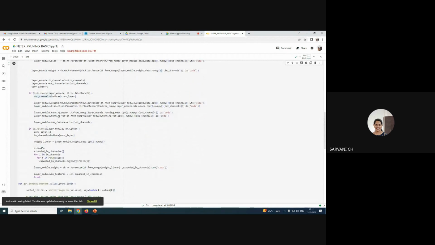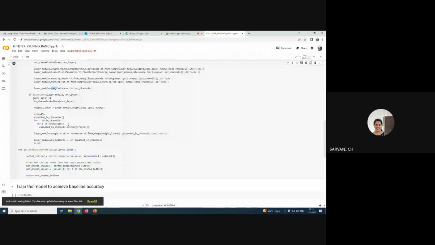And for a batch norm layer, in this architecture there is no batch norm, but this can be applied to any kind of architecture, whether it is VGG, ResNet, or any other. You can observe, if there is a batch norm layer, we modify the weight and bias, and also the running mean and running variance. And there is a single value called number of features. We modify this value also.